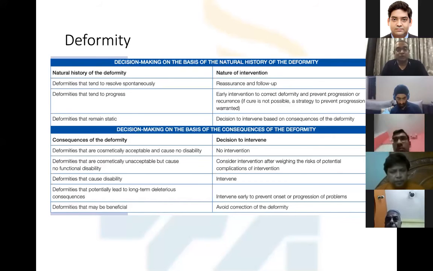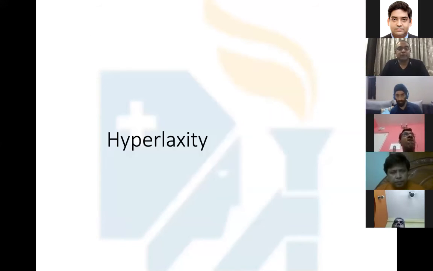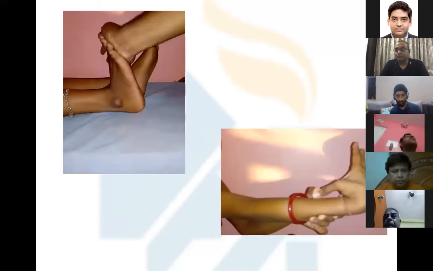So that is how you have to answer once you get a case and are able to establish a diagnosis. You see the deformity, examine that, and whenever the examiner asks you about planning the treatment, you have to plan accordingly. And there are conditions where there is hyperlaxity. Here you see the reverse of the equinus deformity: there is a hyperdorsiflexion of the ankle, and there is generalized hyperlaxity in this girl.